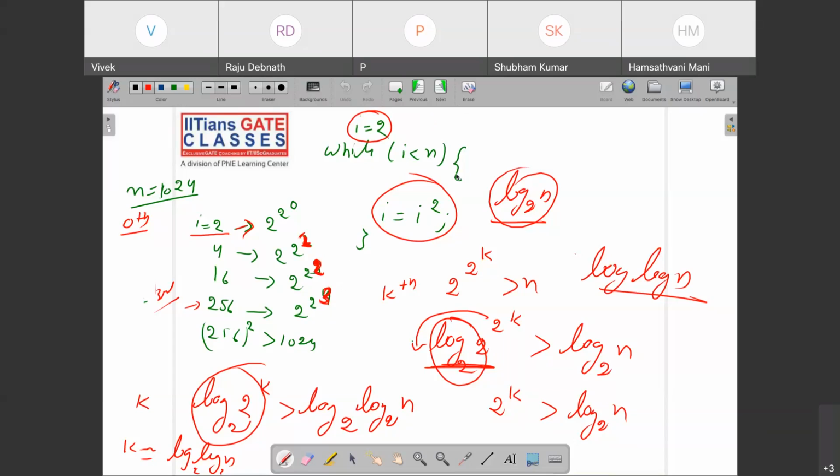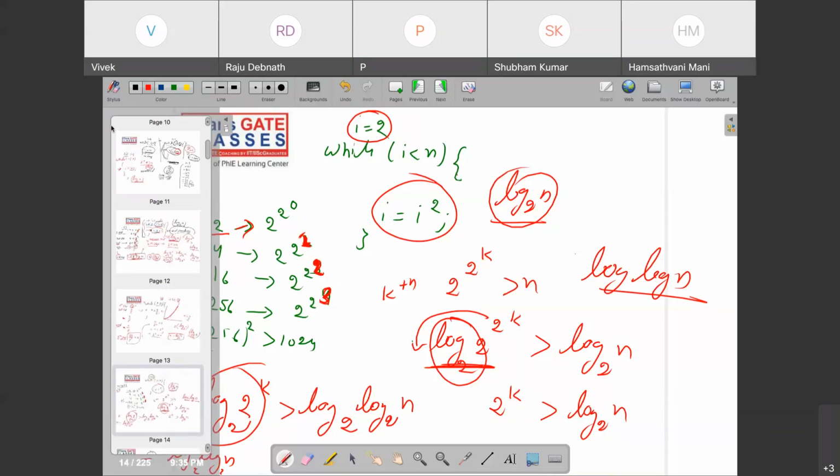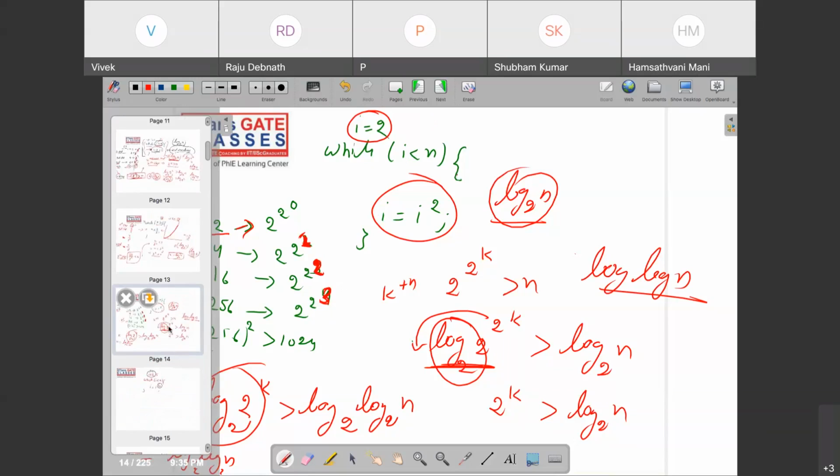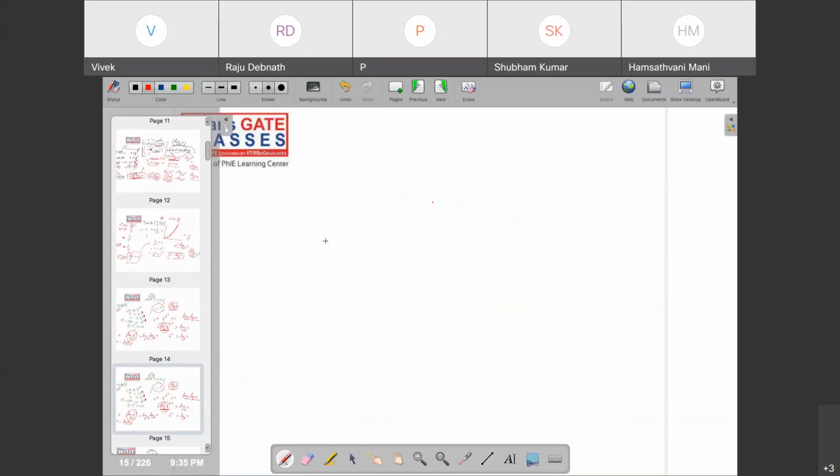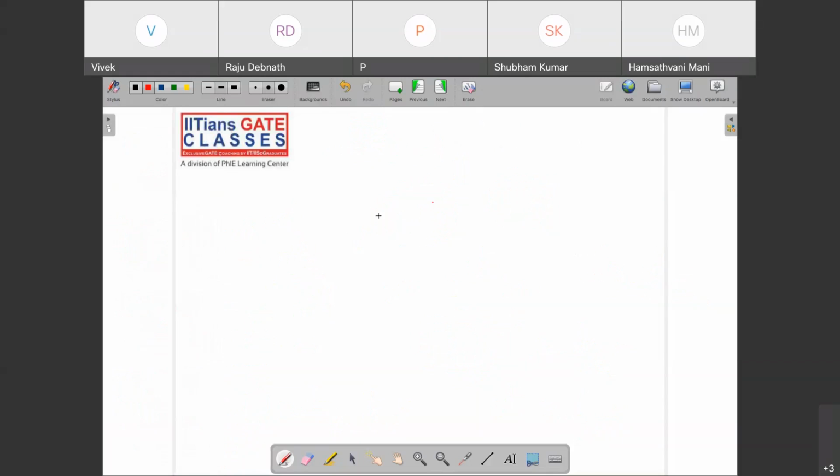Okay, let's do one thing. Let me add one more slide here. Which page is it? This one, right? Oh, let me add one more slide. And I can clean this one. Yeah. So let's solve this again.